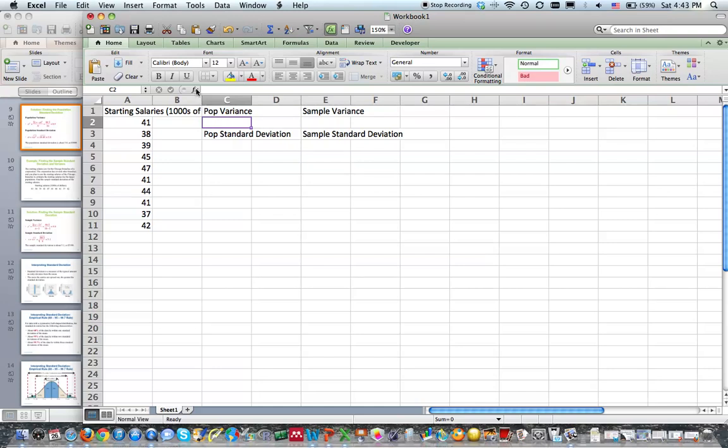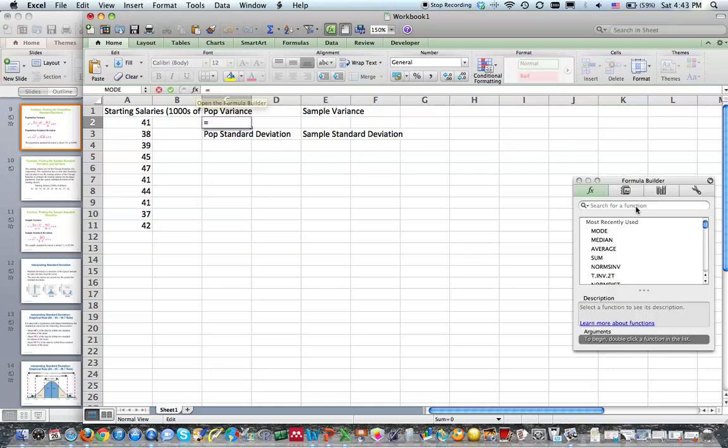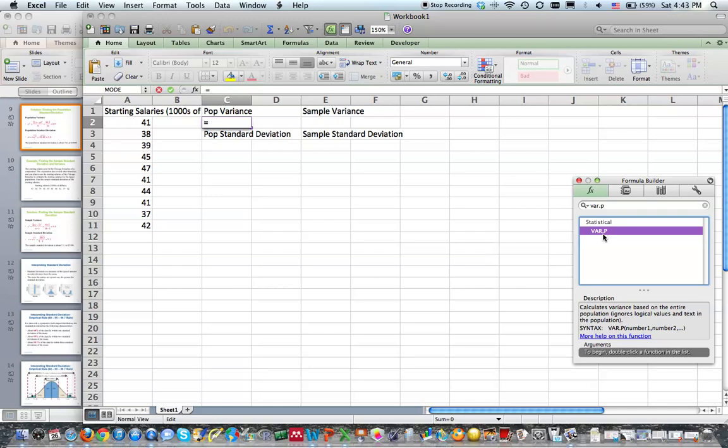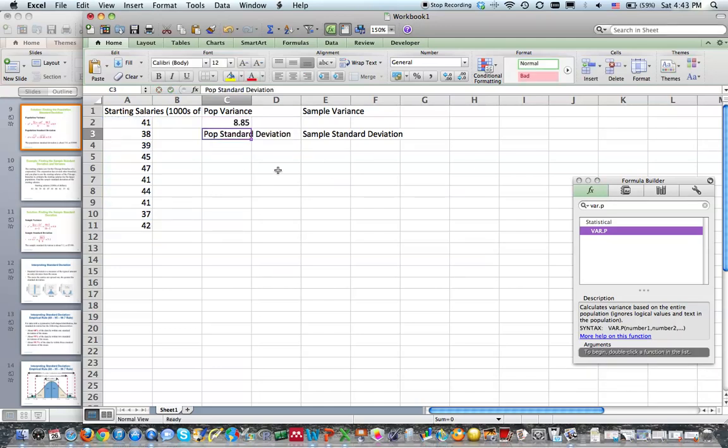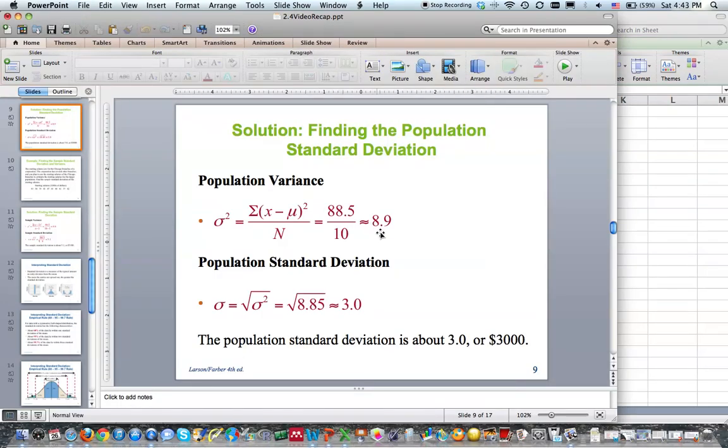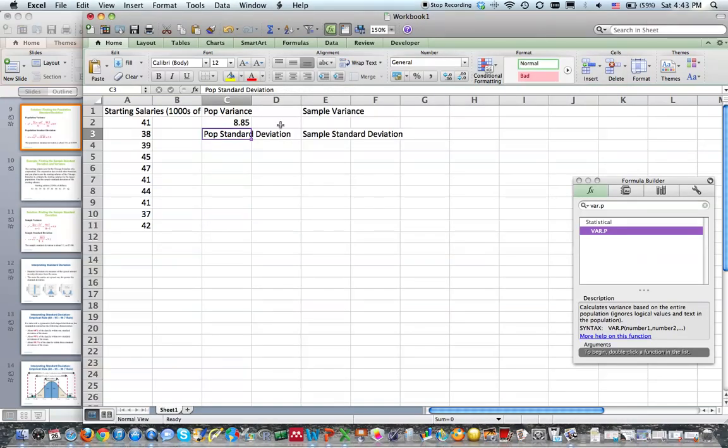What I need to do is click on the function wizard, type in VAR.P, and then choose that one below. Once I choose that one, I'm going to insert my data. I personally am going to highlight my data from A2 to A11, and then I'm going to hit enter. And it's going to give me very similar to what we would have found with our formula. There's a little bit of rounding error, so it's a little bit different. In this case, we have 8.85, and they had already rounded it to 8.9.